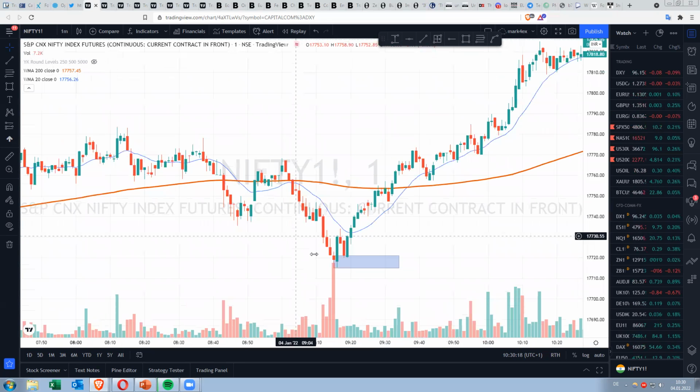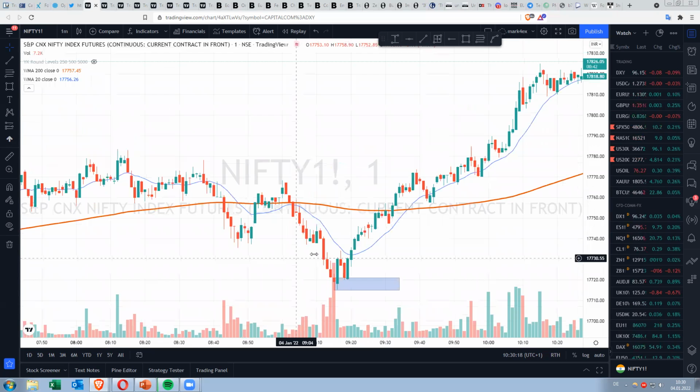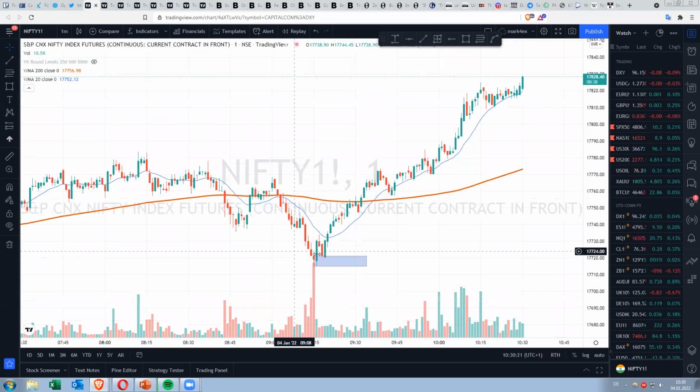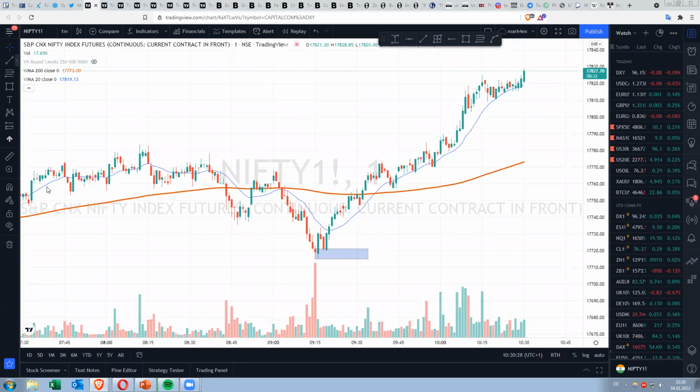We would say, okay, we spotted the commercial, but we have to wait for the cross. So where is the cross? The cross is coming in here. This is the cross, right? Yes. After this candle, prices above the VMA. And once this happens, we can start to look for a failed auction and successful auction.